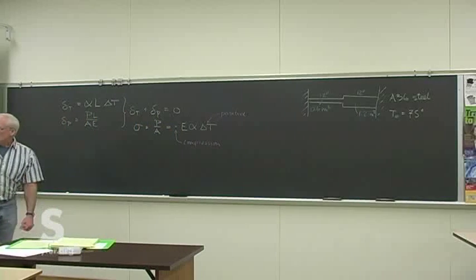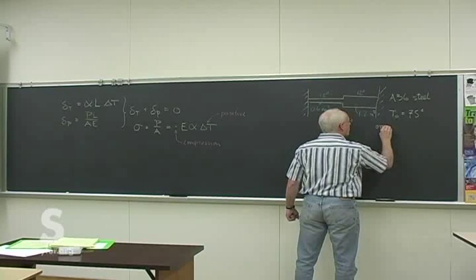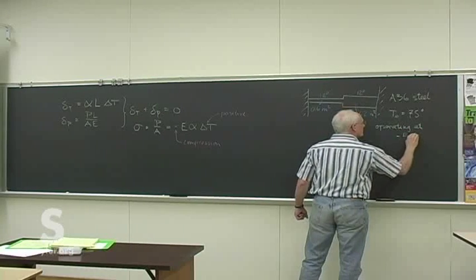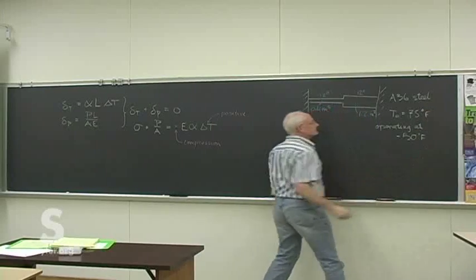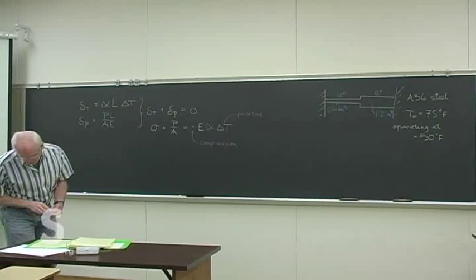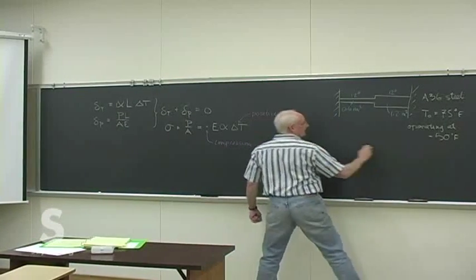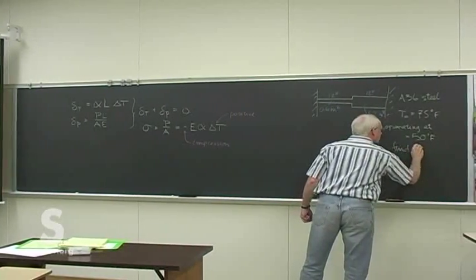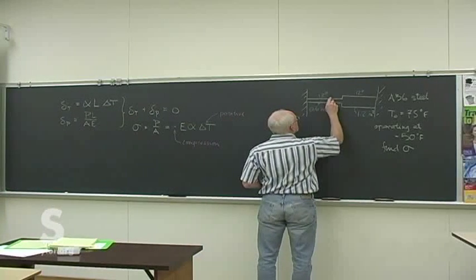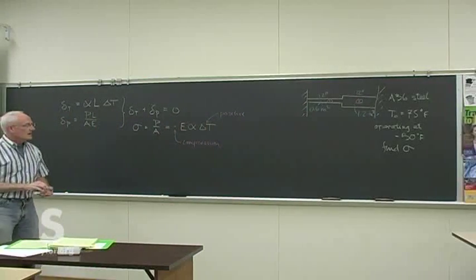75 degrees, but operating condition is expected to be somewhere around 50 degrees Fahrenheit. And so, yeah, we've got all the pieces. So we want to find the stresses in the two pieces, the two different sides of it. We'll call this one 1 and that one 2. So find the stresses in 1 and 2.